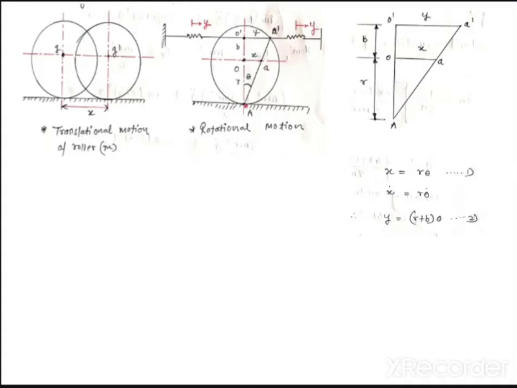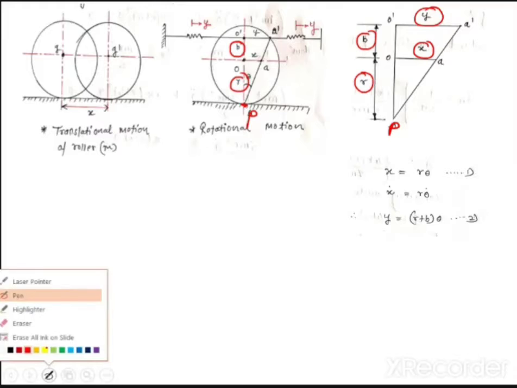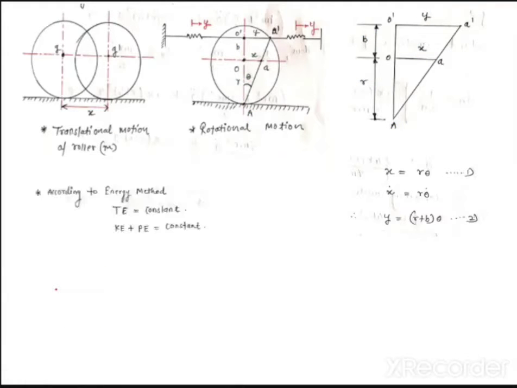See, the rotation is about this point P. You can take this as point P or A, whatever you want. Rotation is about the point P, that is theta. The distance between O and P is R. This distance is B. So I'm writing B here, R here. This is X and this is Y, because at point O dash the spring is connected. So when O dash goes to A dash, that will be equal to Y, the displacement of the spring. Now tell me, according to the energy method, total energy is equal to constant.